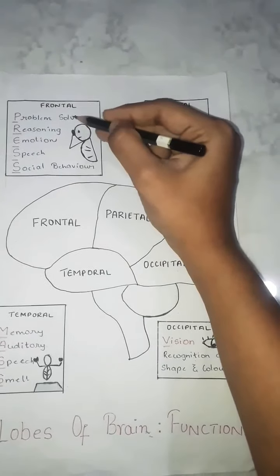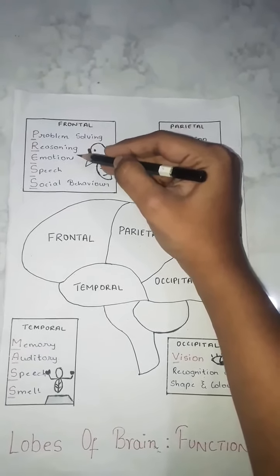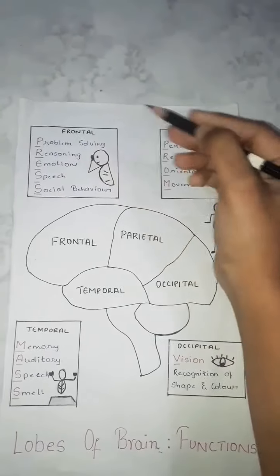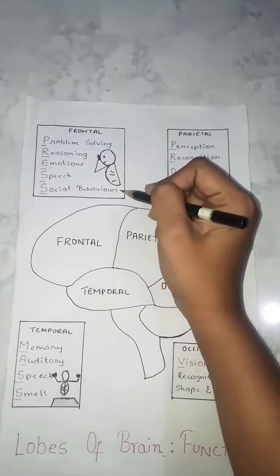So he has a problem, so problem solving. You need to reason out, so reasoning. Emotions, you need to speak out, so speech. And then finally, social behavior.